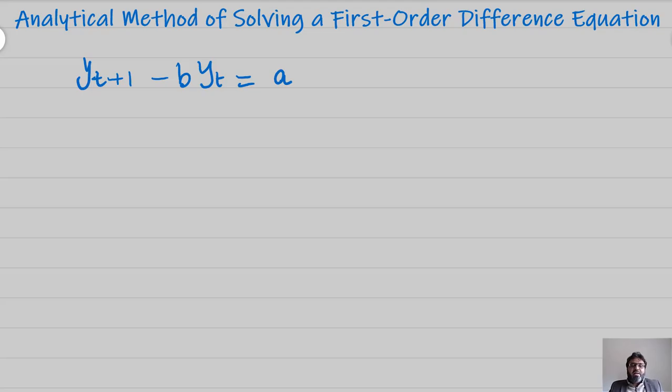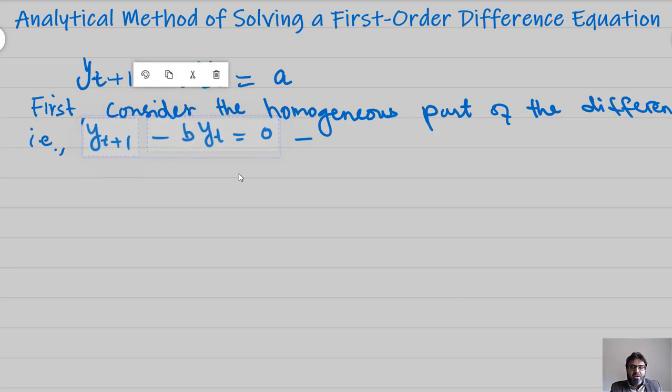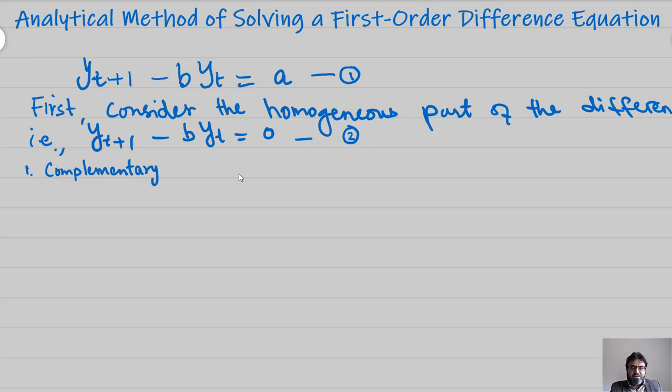Hello and welcome. In this video, I will explain how to solve a first-order autonomous difference equation using the analytical method. First of all, we will take the homogeneous part of this difference equation, which is y_{t+1} minus b y_t equals 0. We will assume a trial solution in order to find the complementary solution for this equation.